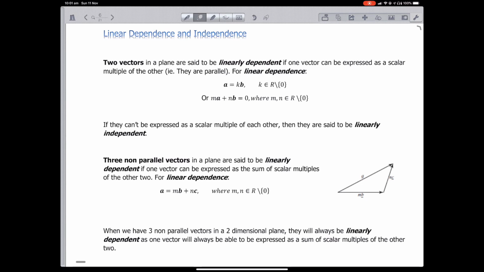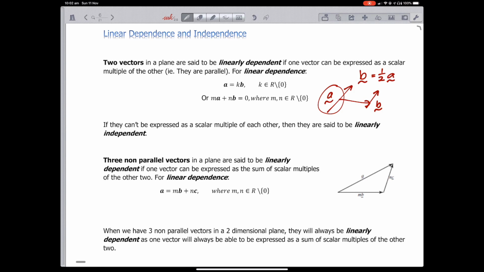If I've got two vectors in a plane, just say I had a vector A, and I've got a vector B, which is a different length, but goes in exactly the same direction. If we can multiply A by some scalar factor, just a number, in this case maybe B is equal to 1/2 of A, then we can say that they're linearly dependent.